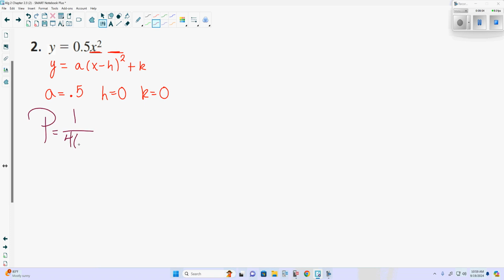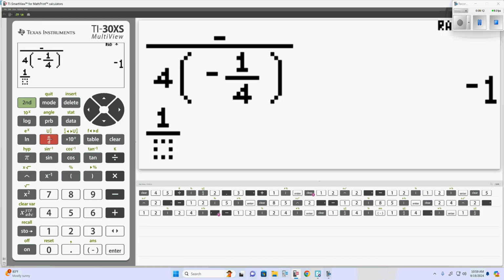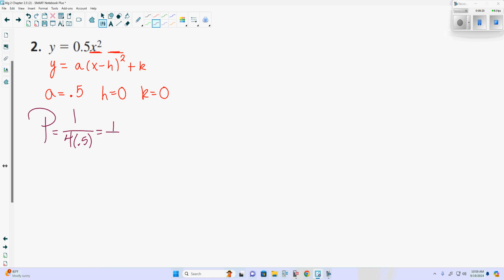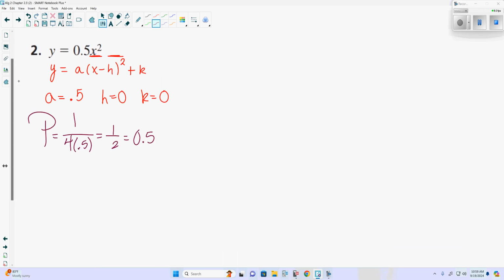1 over 4 times 0.5. In the calculator, we can do 1 over 4 times 0.5 and get 0.5 or 1/2. Either one, both will work. We didn't ask for it, but we can go on and list the vertex. Vertex is still h comma k, which would be 0, 0.